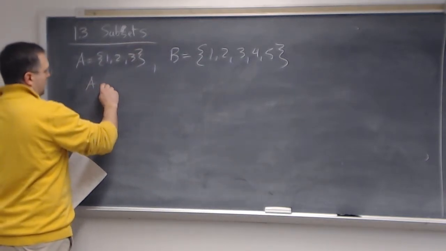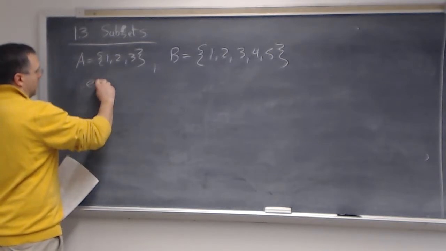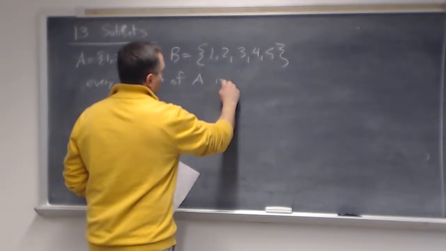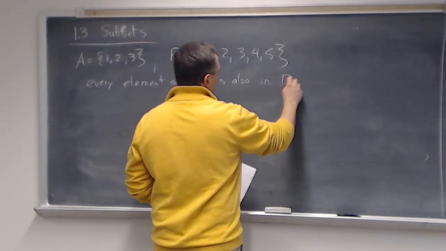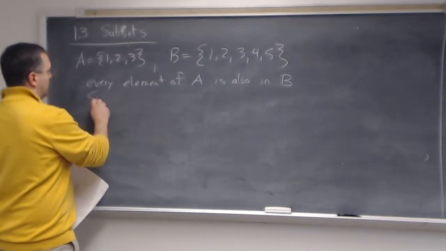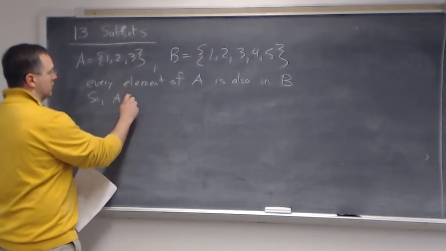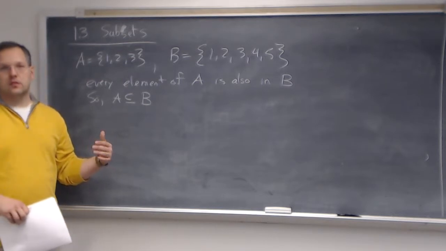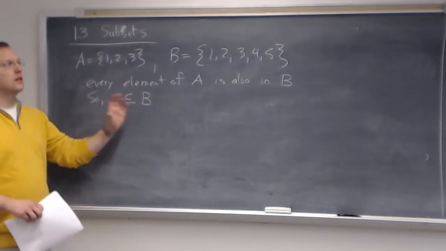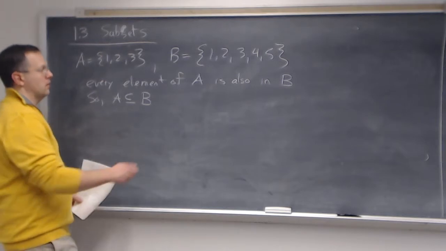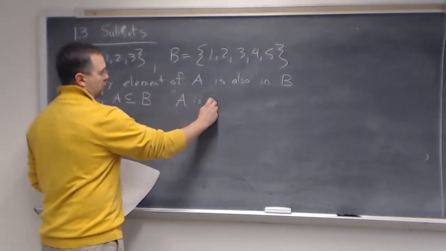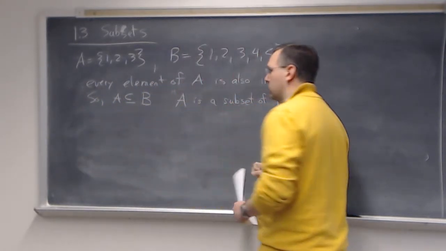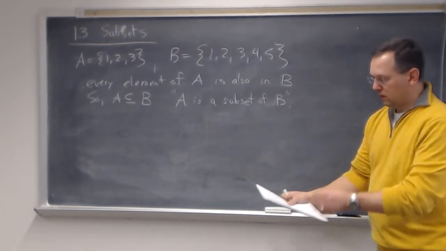Let's put it this way. Every element of A is also in B. So A is a subset of B, and here's the notation. It looks like a C with an underline, and I think of it as C for contained. Like A is contained in B. It's the way I think of it. A is a subset of B.